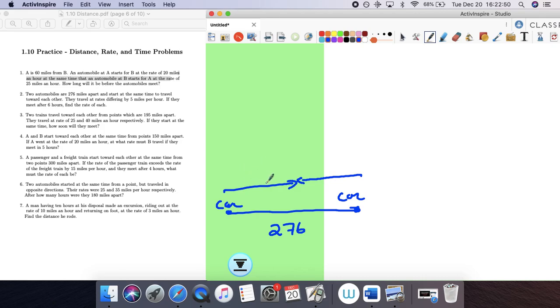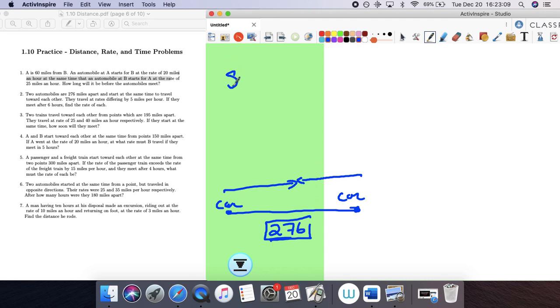And it says that the rates differ by 5 miles an hour. So one car travels a little bit more because it's a faster car. So what do I know about this distance from this car and this distance? Whatever this car travels and whatever this car travels, it's going to equal 276. And that's what you're going to use to set up your equation. So let's set up the information that we need.